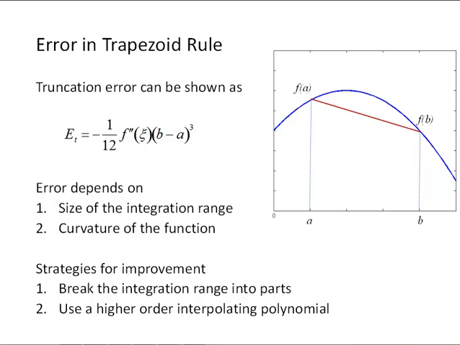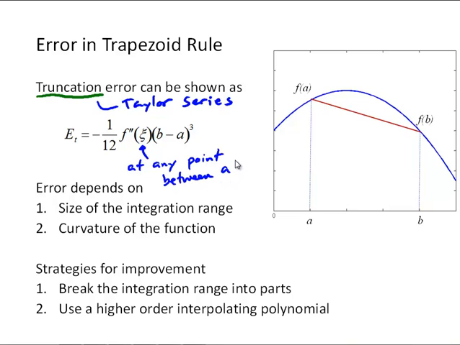The error in the trapezoid rule can be shown to be primarily due to truncation error using the Taylor series. The actual derivation of this is beyond our scope, but the end result is that the error is equal to negative 1/12 times the second derivative, and this is at a point, any point between a and b. That's what we mean by that Greek letter zeta.